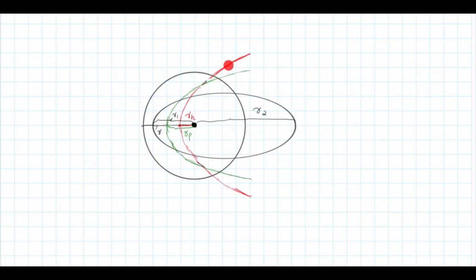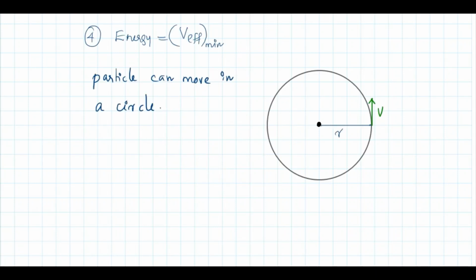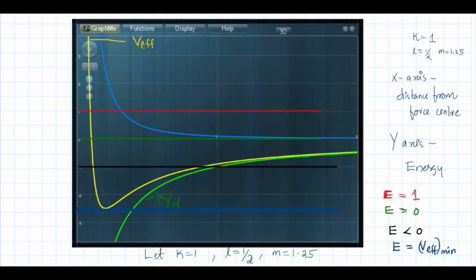Now in a single figure we can represent these motions like this, and here we are assuming that the motions are hyperbola, parabola, ellipse and circle. This is the force center. For E greater than 0, the path will be a hyperbola and the distance of closest approach is minimum. This distance RH is the least one. You can see in this graph, this is the least distance.